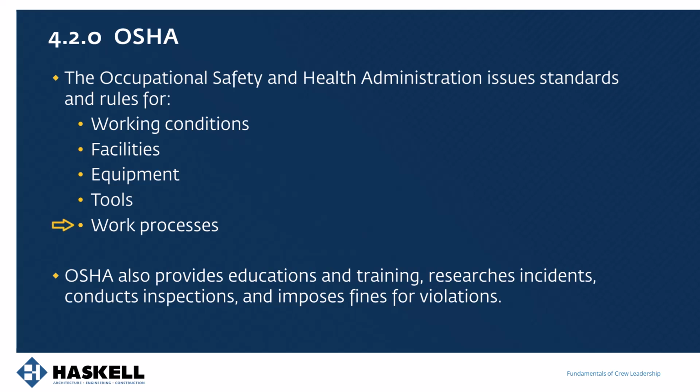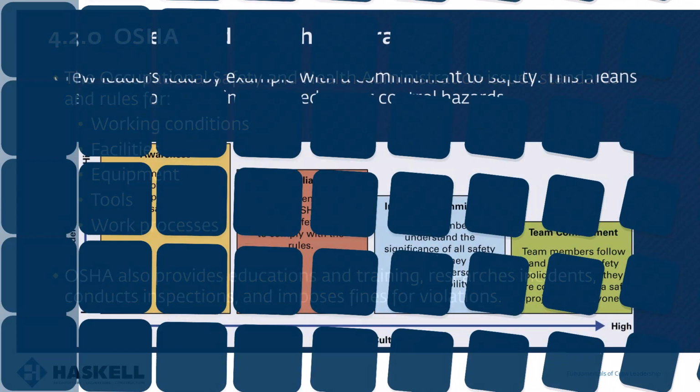Occupational Safety and Health Administration standards also govern the processes by which work is performed, ensuring that they are safe and efficient. This includes developing and adhering to standard operating procedures that align with the administration's regulations.